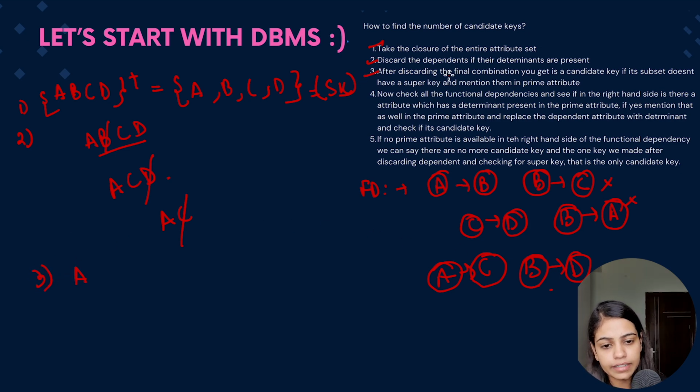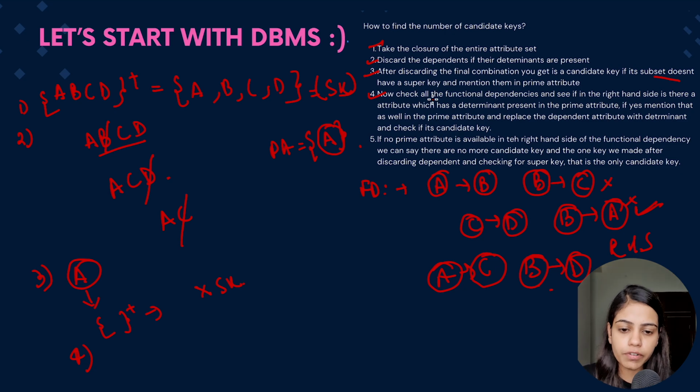Now, after discarding, the final combination you get is a candidate key if its subset does not have a super key. So we have to take the subset of A. The subset of A would be phi. Now the phi closure does not give me anything, so this is not a super key. So we can say that A is a candidate key because the proper subset of A does not give me a super key. Now we have to mention it in the prime attribute. So we will make a prime attribute and here I can mention A.